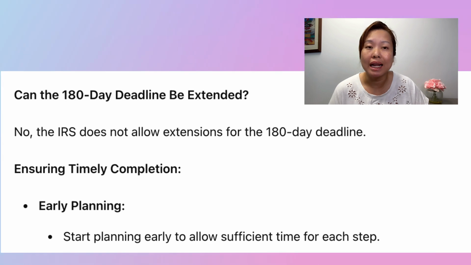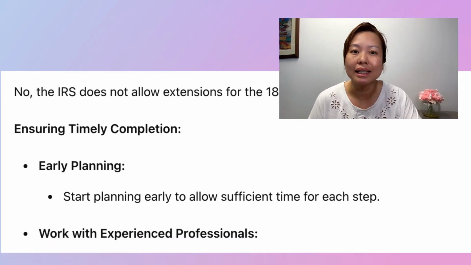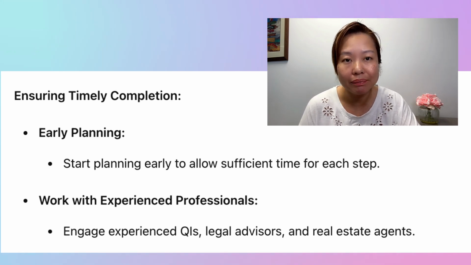Can the 180 days deadline be extended? No, the IRS does not allow extension for the 180-day deadline in a reverse 1031 exchange. The completion period is strictly enforced, and failure to meet the deadline can result in disqualification from the tax deferral benefits. How can investors ensure that they complete a reverse 1031 exchange on time?